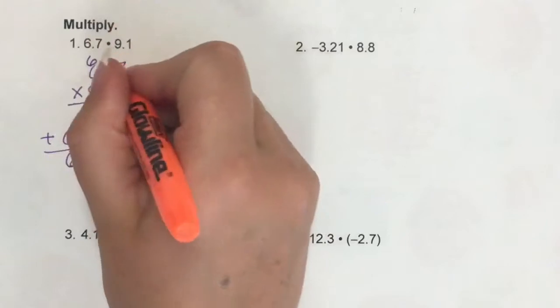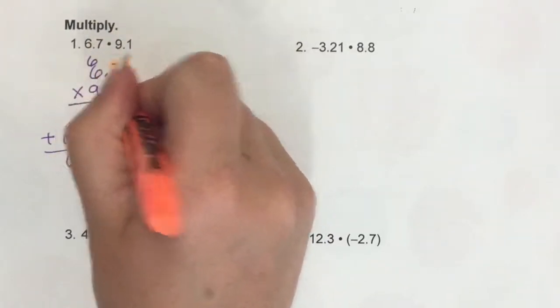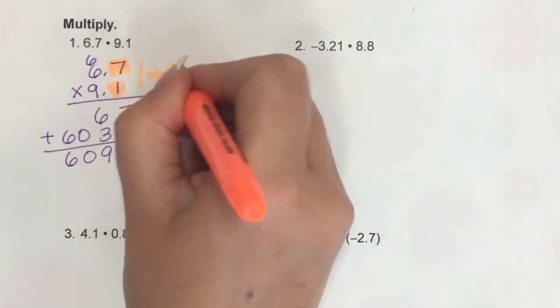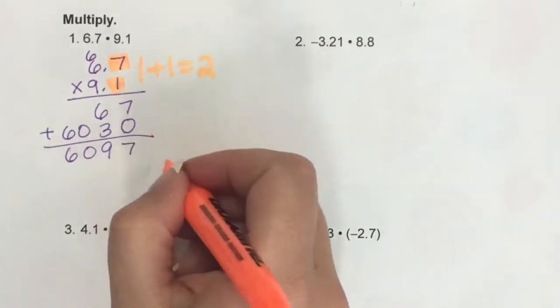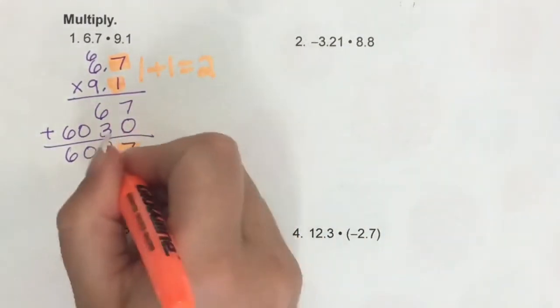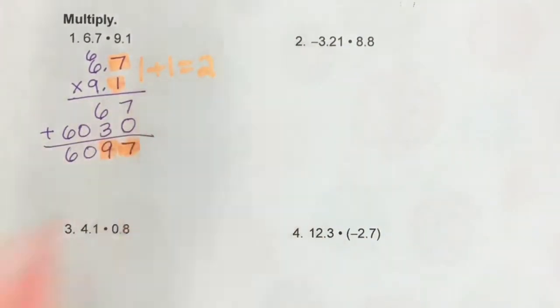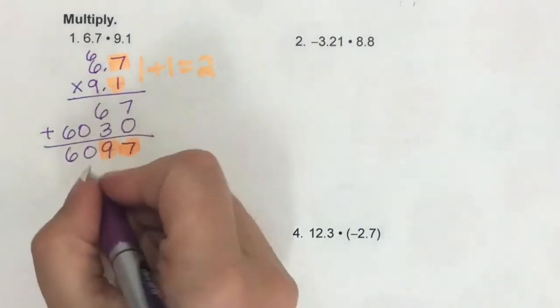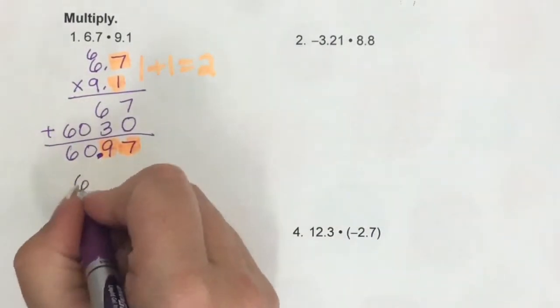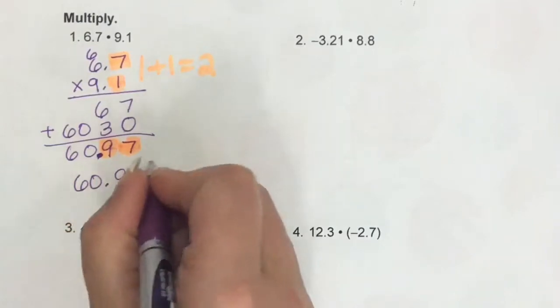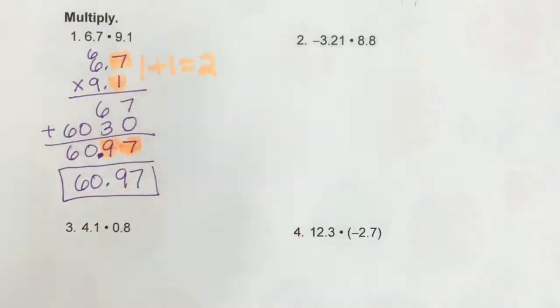And now we have to count up the decimal places here. So we have 1 decimal place here, 1 decimal place here. 1 plus 1 equals 2, which means our answer needs to have 2 decimal places. So that means we're going to put the decimal right there. So our answer is 60.97. So I hope you got that one right. Okay, let's move on to problem number 2.